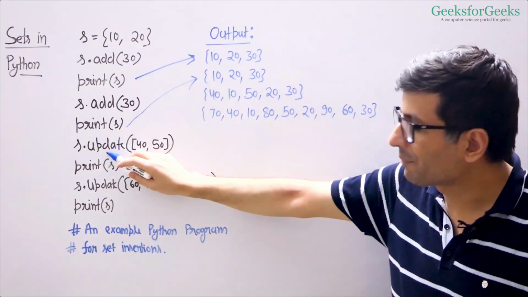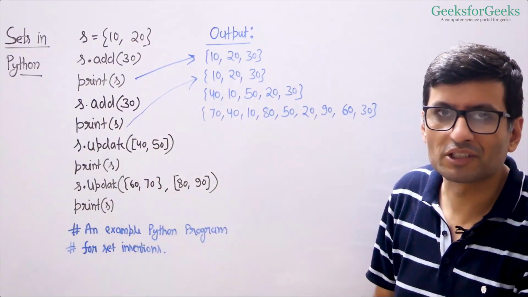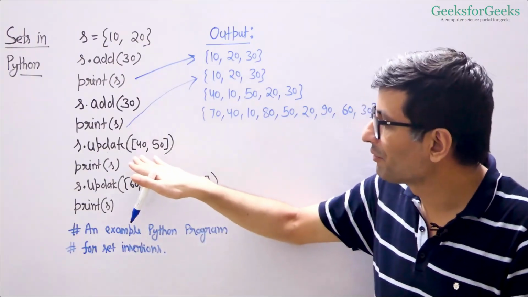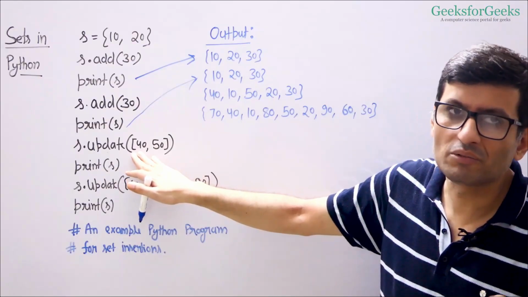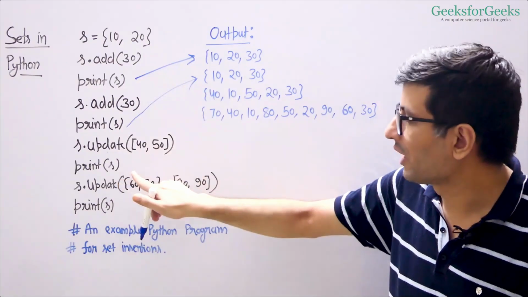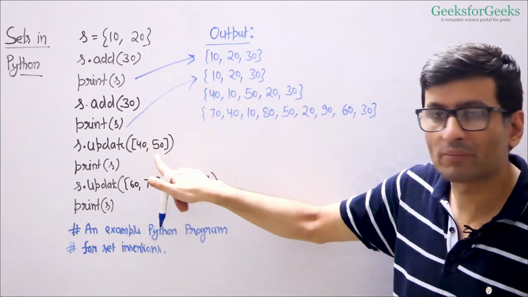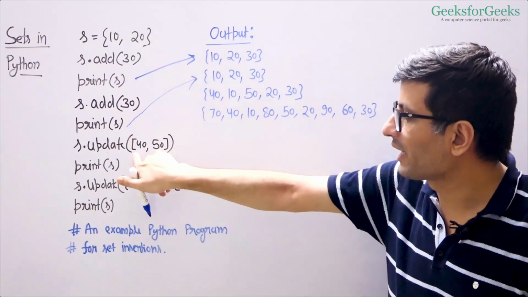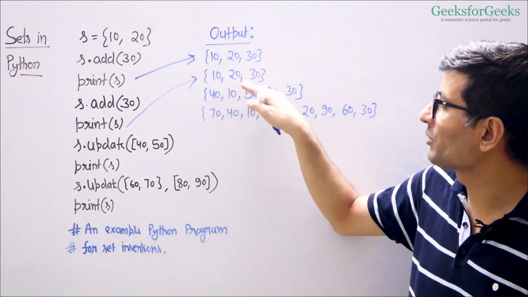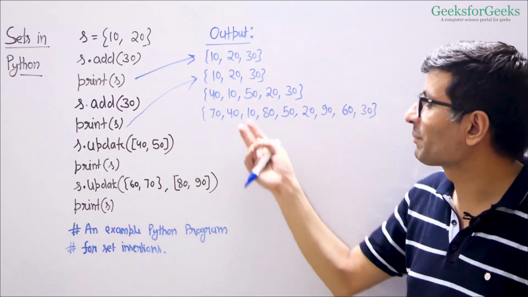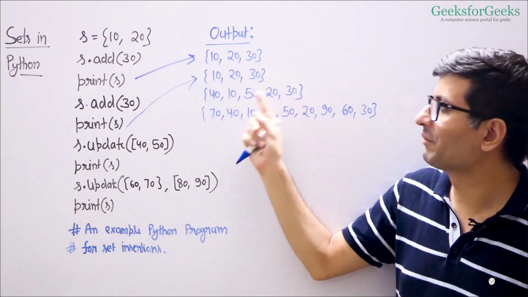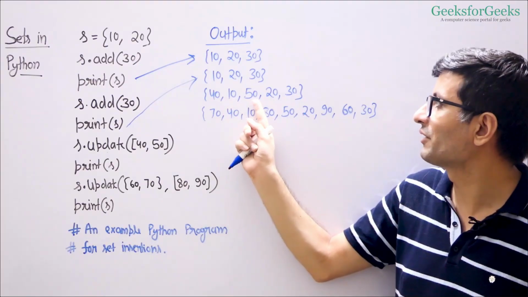Now we have the update function. Using the update function, we can add items from other collections. For example, we have added items from a list. We have passed a list with two values, 40 and 50. How do we know it is a list? Because we have square brackets here. So we have added 40 and 50 to the set, and now the set contains 10, 20, 30, 40, 50. But please note that the order in which we are getting the items is unpredictable. We are getting 40 first, then 10, then 50, then 20, then 30.